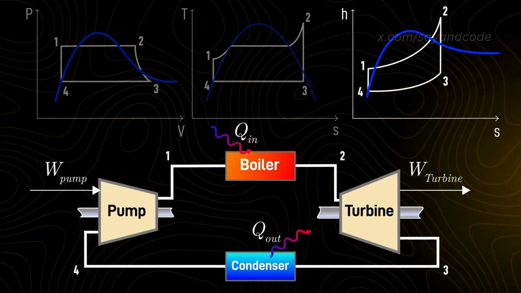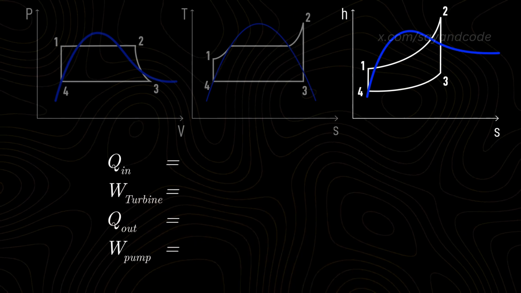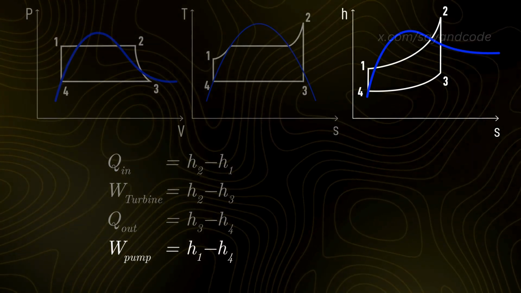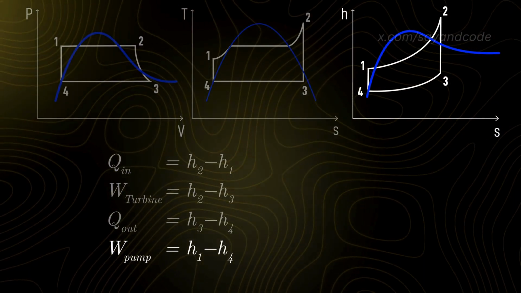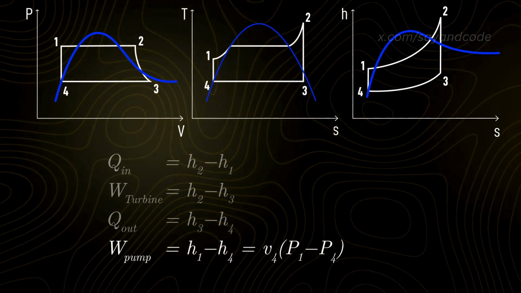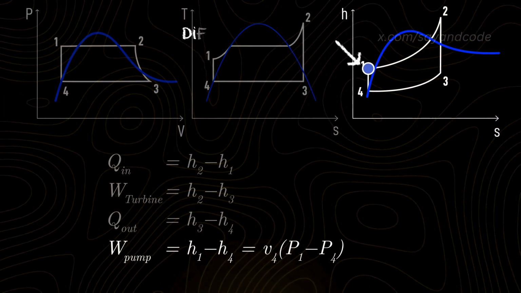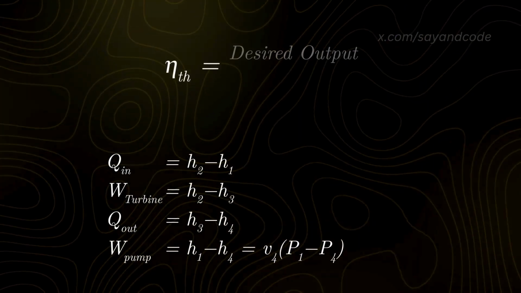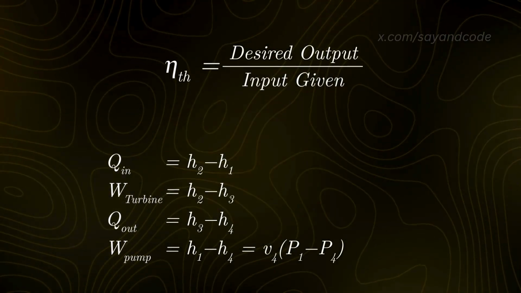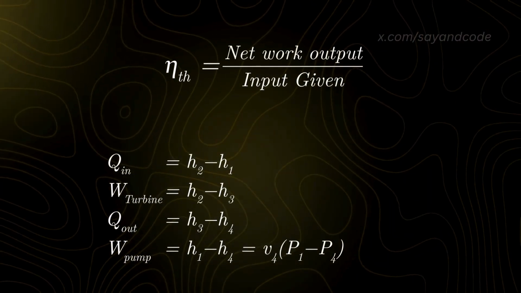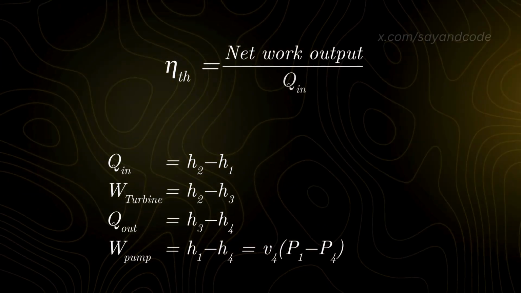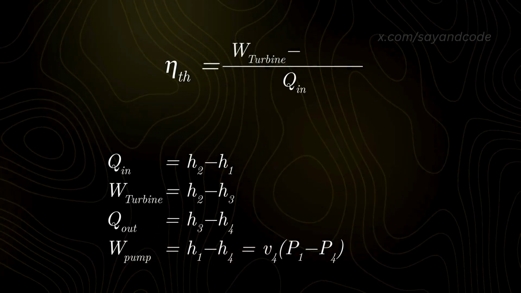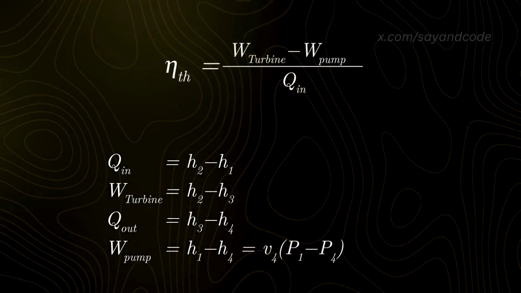Using the HS diagram, we can calculate the heat and work transfer in each process, using the change in specific enthalpy. For the pump, however, we usually calculate the work done as specific volume times the change in pressure, since the enthalpy of subcooled liquid is difficult to find. Now, the thermal efficiency is desired output divided by the input given. Here, the desired output is to have some net work done, and the input given is heat from the boiler. We can calculate the net work done as the difference between the work extracted by the turbine and the work taken up by the pump.